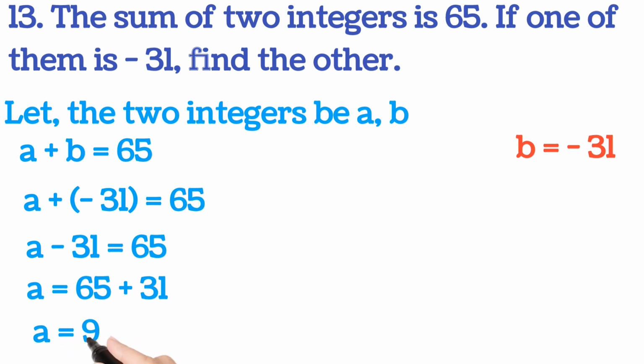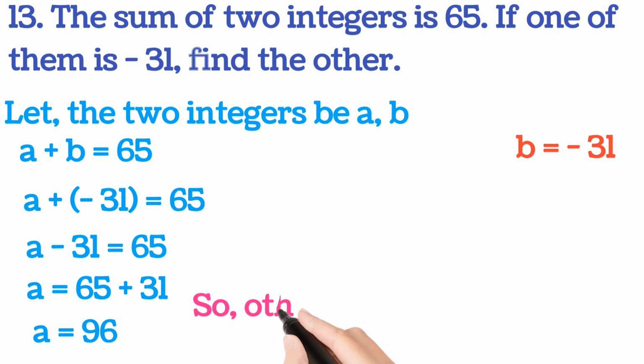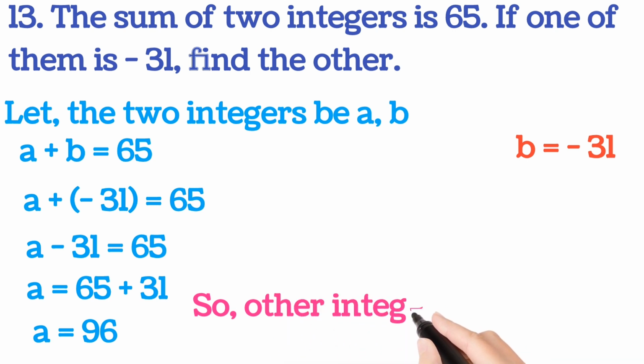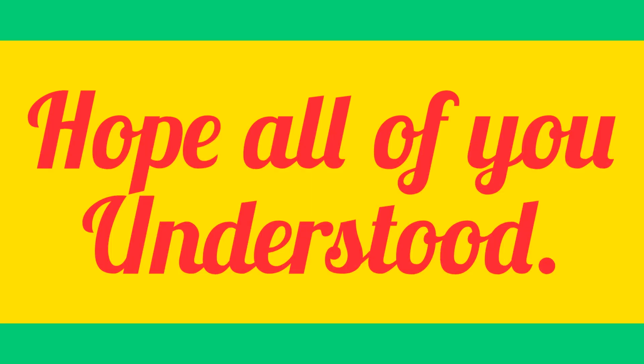So A equals what? A equals 96. So the other integer is 96. This is our answer.